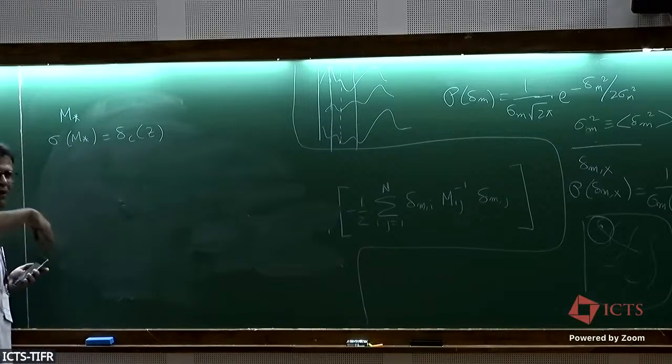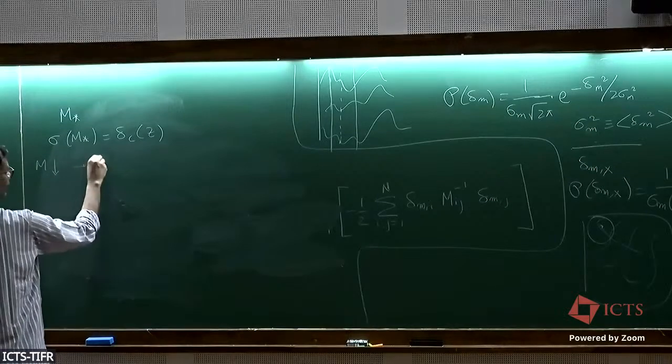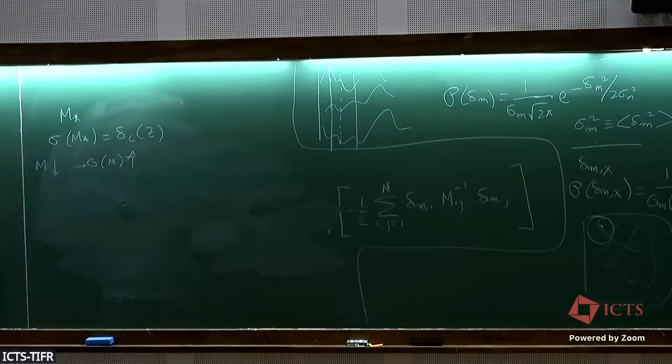So smaller masses also matter. If m goes down, sigma m goes up. So the dispersion is higher at small masses. As a result, it becomes easier for small mass halos to collapse. So you will see the mass function has more halos of smaller masses compared to larger masses.